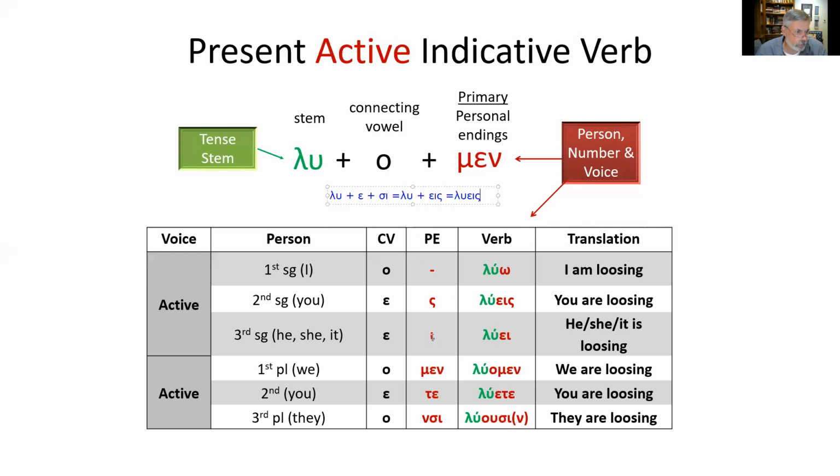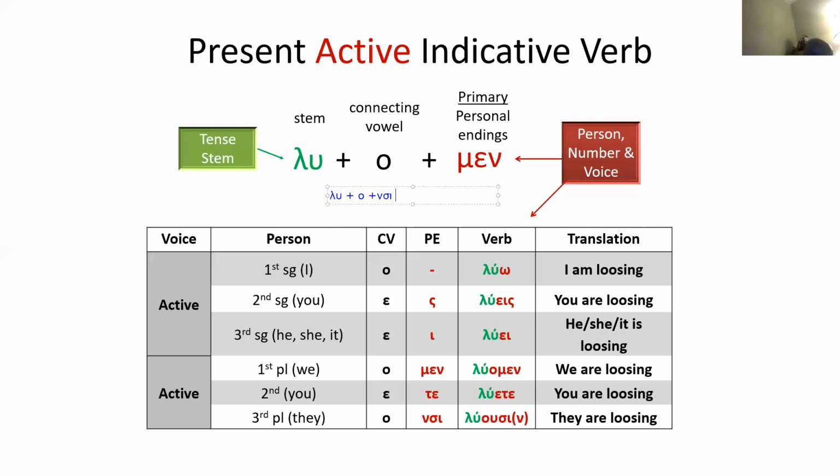Also, lu-e is pretty simple. Lu-omen is pretty straightforward. Lu-ete is pretty straightforward. Now here's another one where we have lu plus the omicron connecting vowel plus the personal ending, which in this case is nu C.